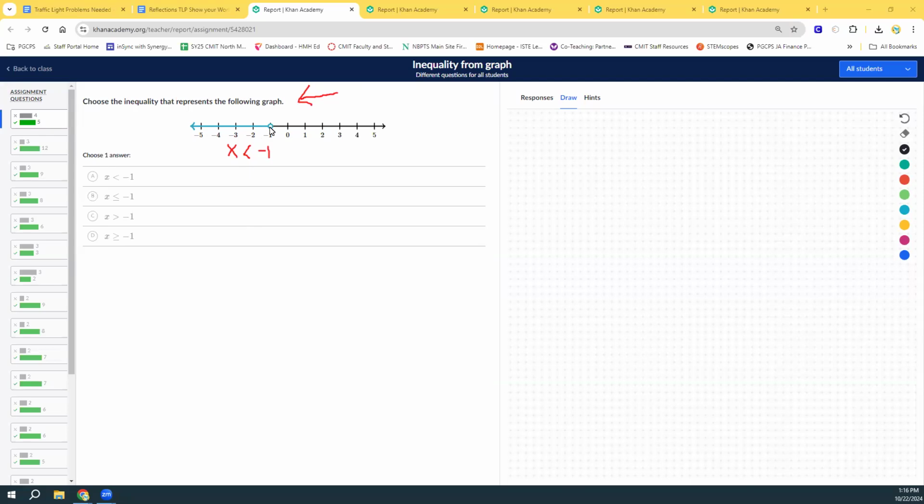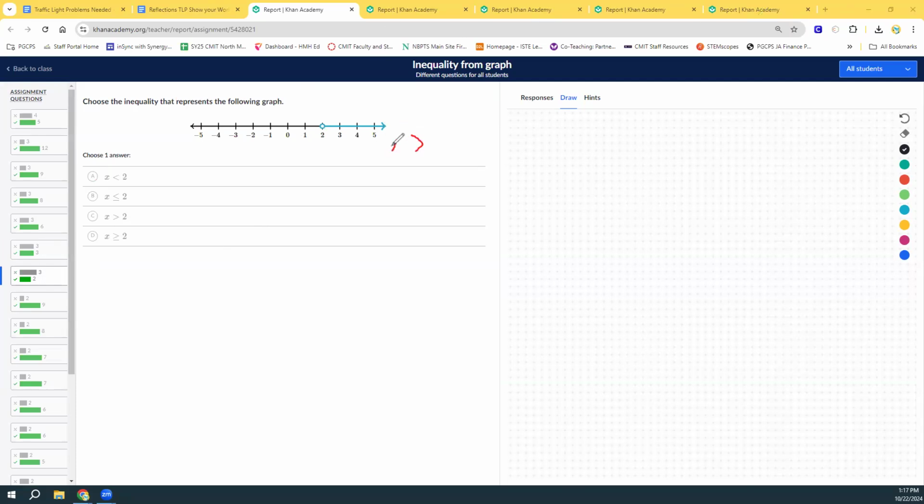It's an open circle, so we do not include the or equal to. We want to choose A. All right, so hopefully you get that. If it was a closed circle, we would choose the or equal to. All right, let's do this one. Some people got this one wrong. So the arrow is facing the other way.